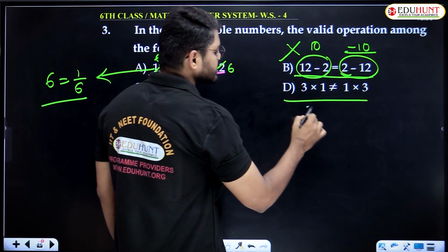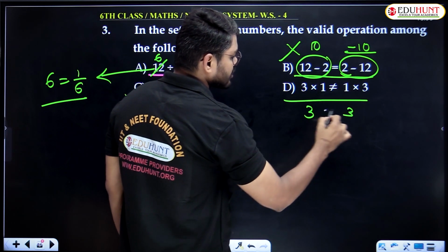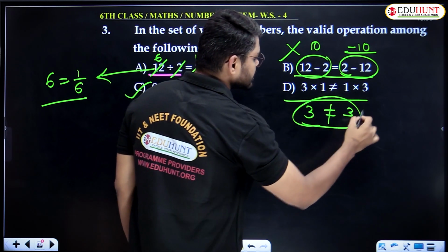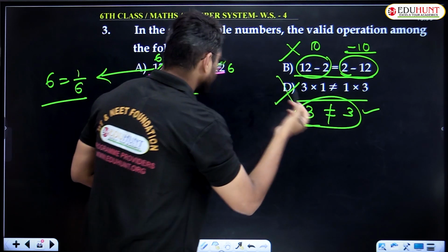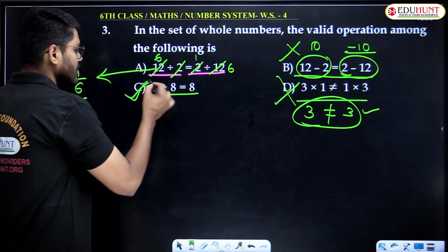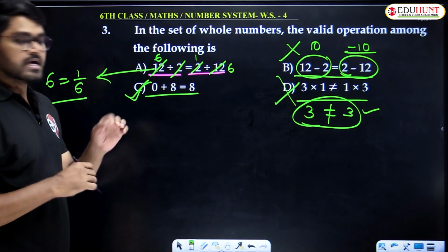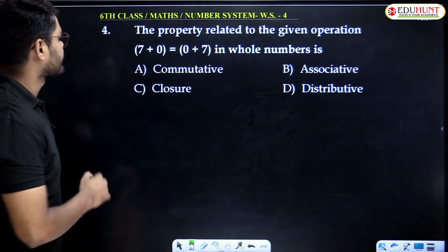3 into 1, that is 3. 1 into 3, 3 is not equal to, no, 3 is equal to 3. It's always true. Therefore, here the statement is wrong. That means the answer for this question is option 3. Okay, students, let's move on to the next question.